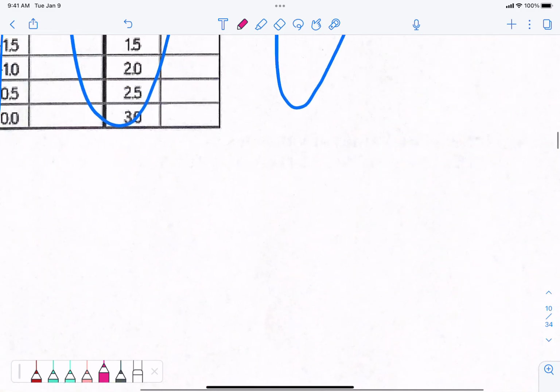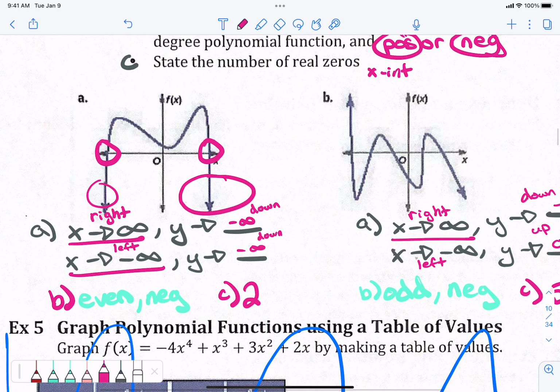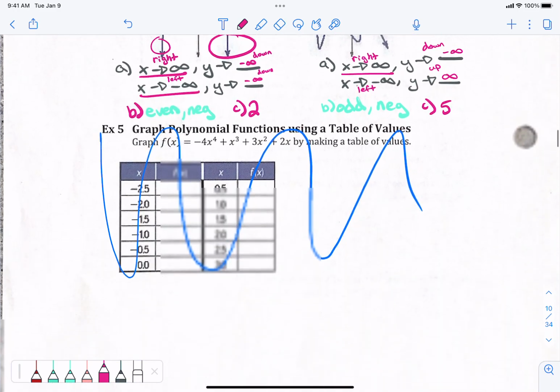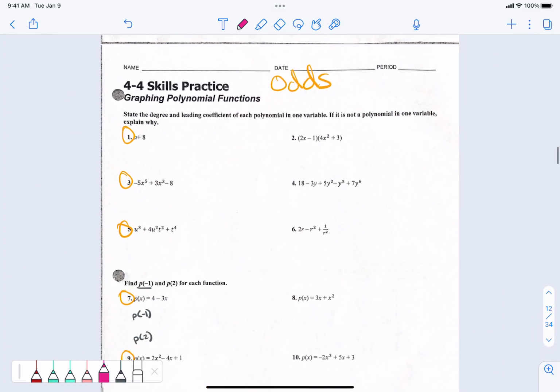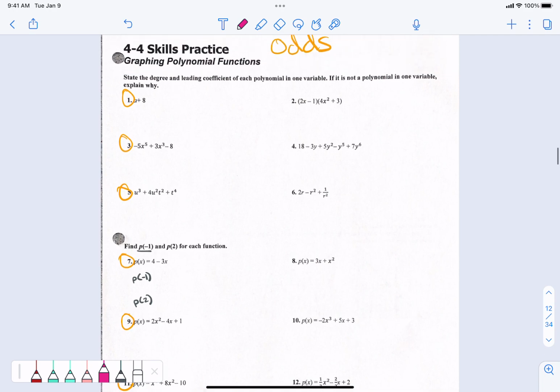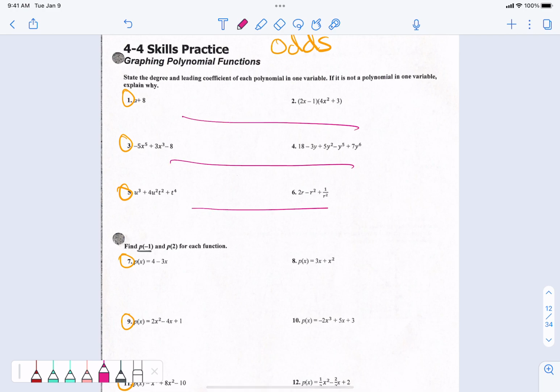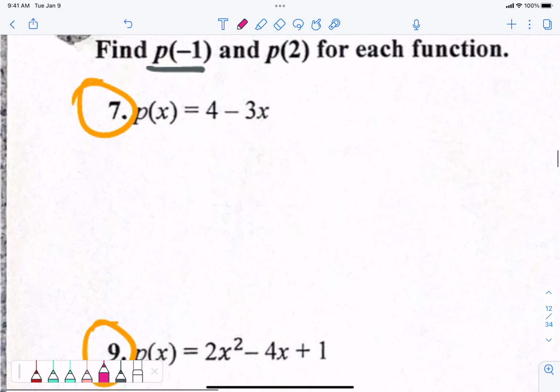On your homework assignment, you will have the same A, B, and C for 3 of the problems. Here's what I want you to do. The problems to do on homework, on skills practice, all you have to do is the odds. If you need to run your work over to the other side, that's fine. You're not going to do the evens, okay? Just the odds.